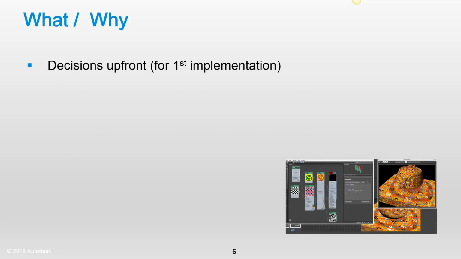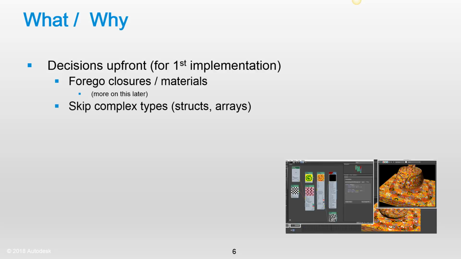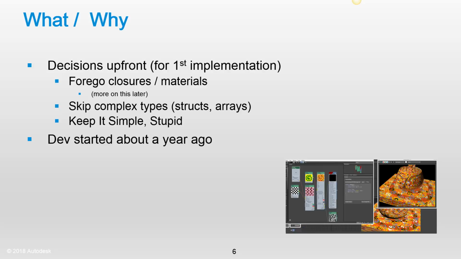Some decisions we made up front for the first implementation was we skipped closures. Closures in OSL is kind of like materials. There's various reasons we did this: lack of time, technology available to us, etc. I'll get more into this later, but our implementation does not support closures. We use it basically for textures. We also skipped complex types like structs and arrays, and we tried to keep it really simple.